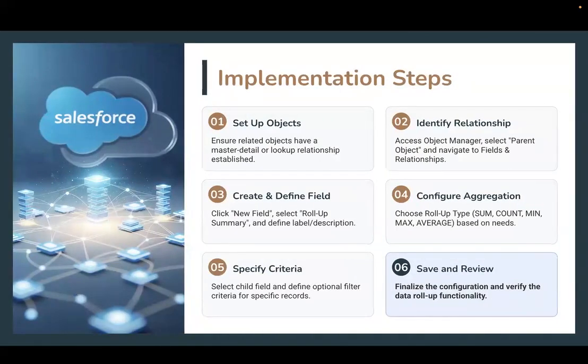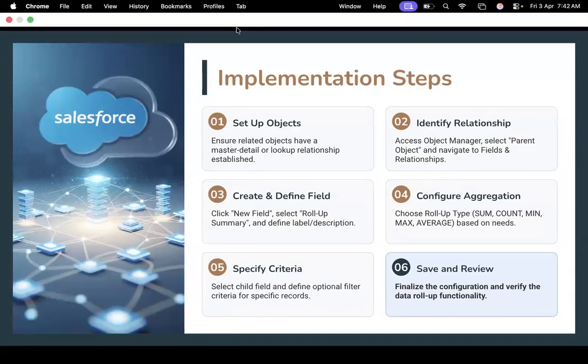Now, how can we implement this? Just go to Setup, then identify the relationship, from which object to which. In our example, it was student to mock interview. Then go to the master, that means the parent, which in our example was student. We went to the student and created a field called roll-up summary field and configured the aggregation, whether you want sum, count, minimum, or maximum of any particular field in the mock interview. The field we chose, I think, was the score field. Then set a filter criteria if needed, but we didn't do that. Then just click on save. That's it.